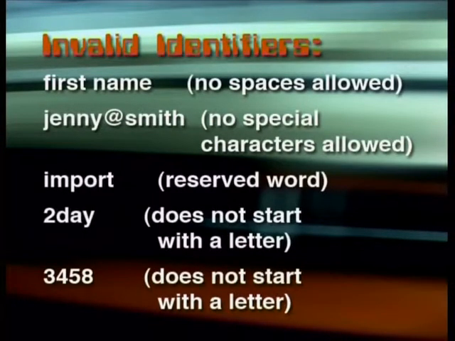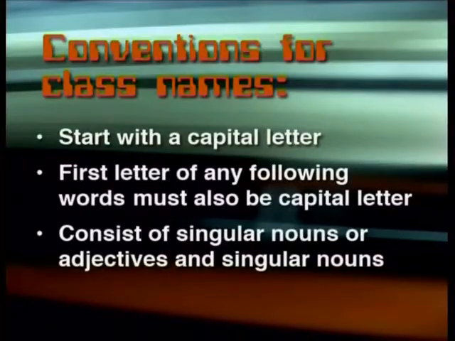Besides the rules for identifiers, there are also conventions for naming classes, variables, and methods. Now, conventions are not rules, so if you don't follow them, your code will still compile without errors. However, it's a good idea to follow the conventions because it makes your code that much easier to read. The designers of the Java libraries also follow these conventions.